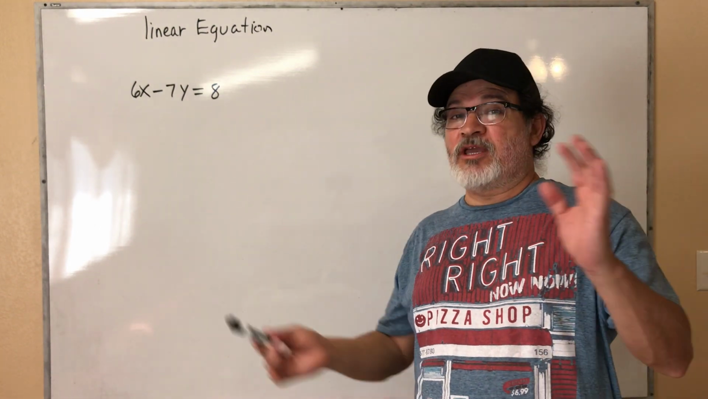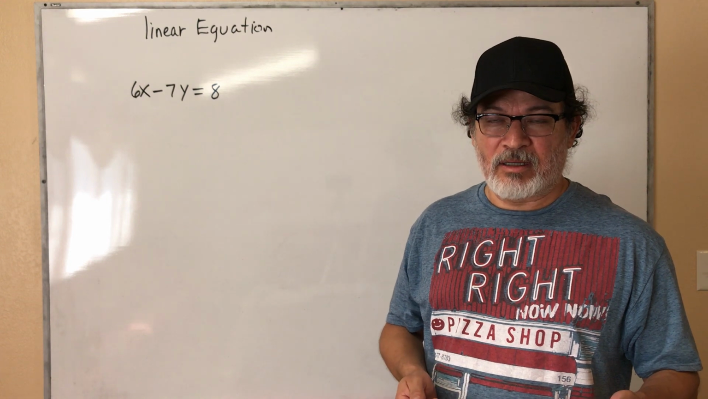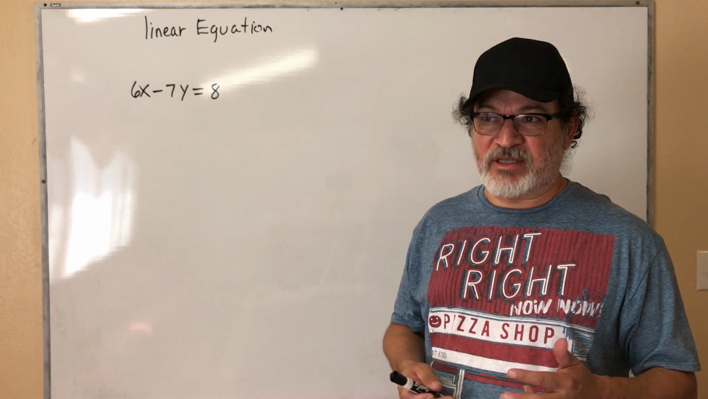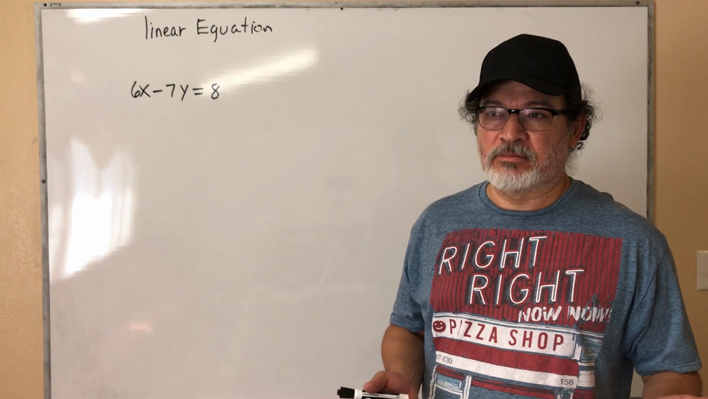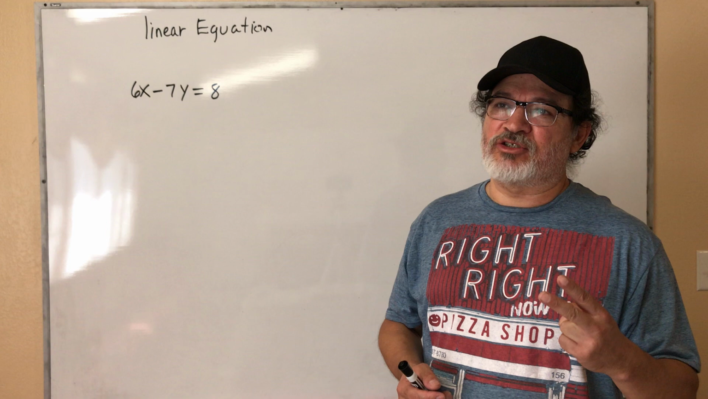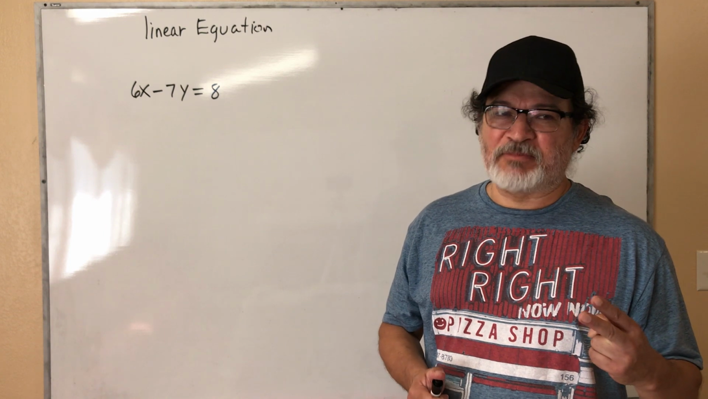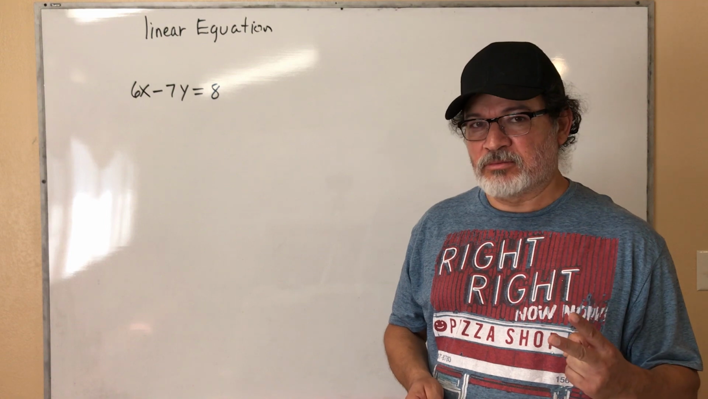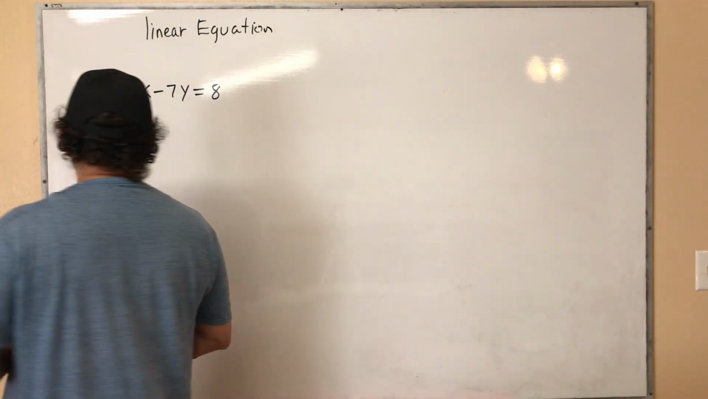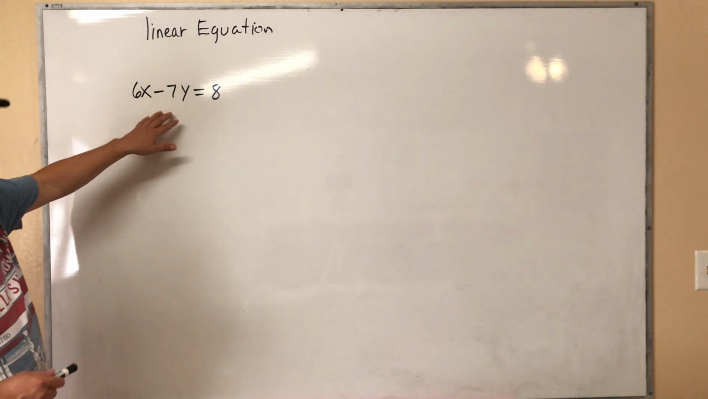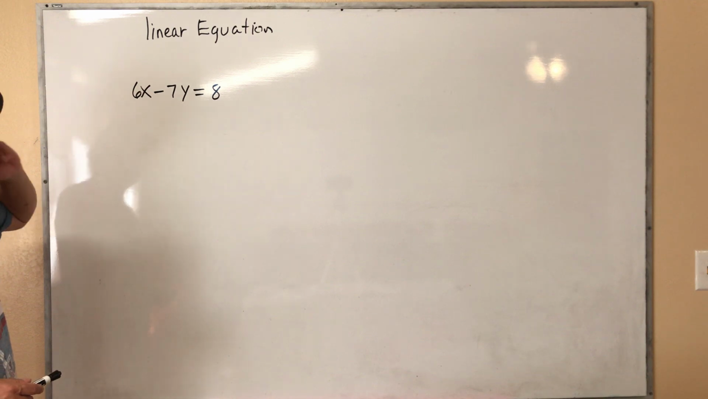Now, I'm going to give you another one. And that's why we're going to call this a system, because it's going to be more than one equation. Now, if I give you two equations, both equations must be with two variables, okay? All right, so that's the first equation. We can graph this equation. Yes, we can.